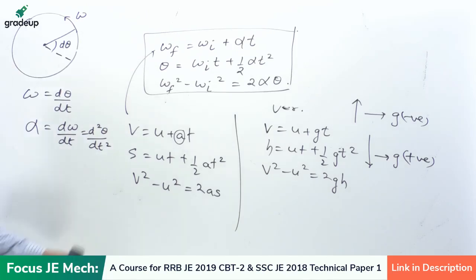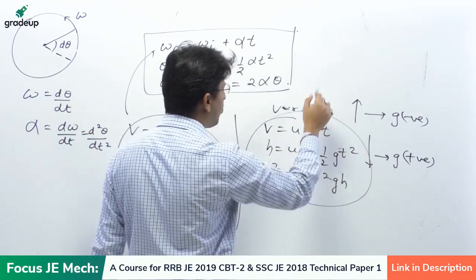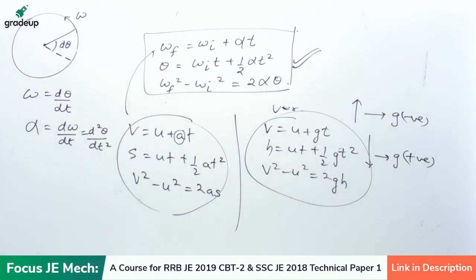Okay, this is for linear motion, horizontal plane. This is linear motion, vertical plane. This is circular motion. Clear everyone? Tell me fast. Yes or no?